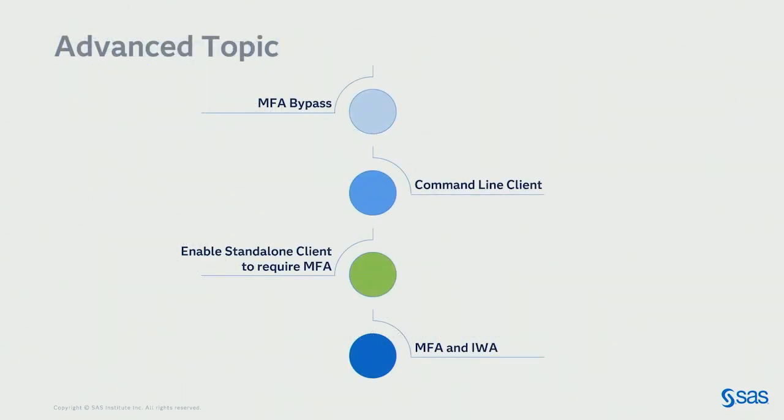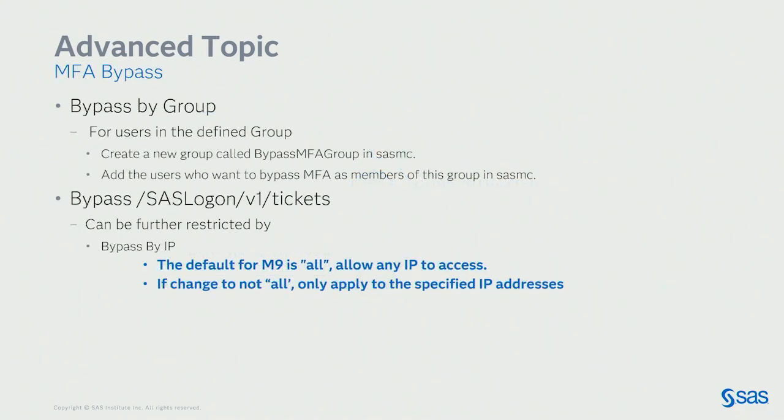Also, a few advanced topics: bypass, command line, standalone client, MFA, and IWA. So this part of the presentation is an advanced topic, a little bit involved. If you feel a little bit overwhelmed, don't worry about it. Just get a general idea. When you need it, you can always go back to this slide to get some more details. But I'll go through them.